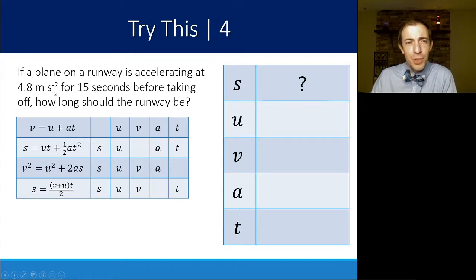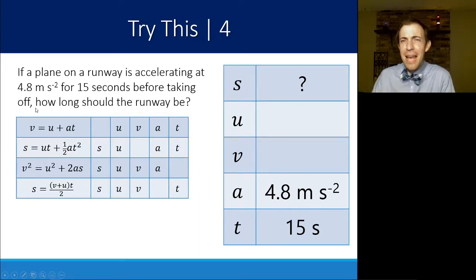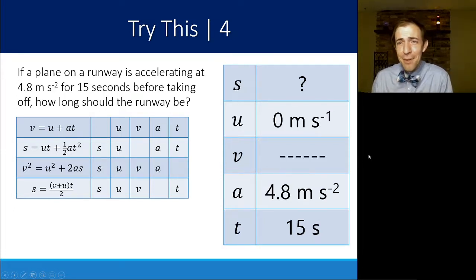How should I plug in from here? I've got acceleration of 4.8 meters per second squared for 15 seconds. I'm looking for 3 variables that I know to solve for this one unknown. But it looks like I'm accelerating at this time before taking off. I imagine that this plane, if it's taking off, is starting at 0. It's starting at rest. So I'm going to make that assumption and say that U is 0 meters per second, which means I don't need V. I don't need the final velocity. Go ahead and identify which equation am I going to use here.